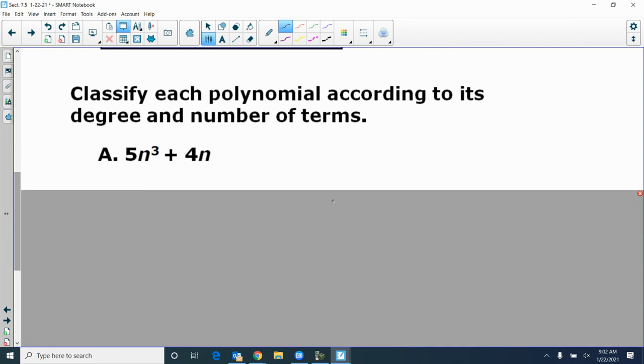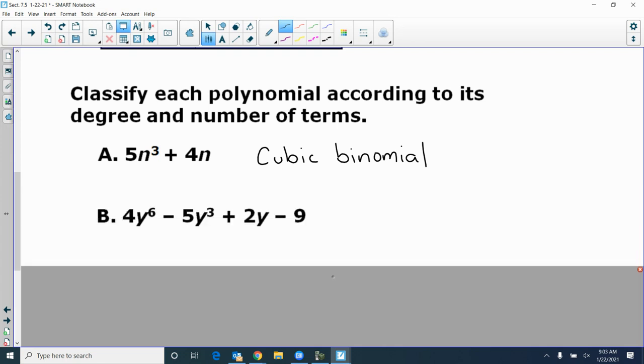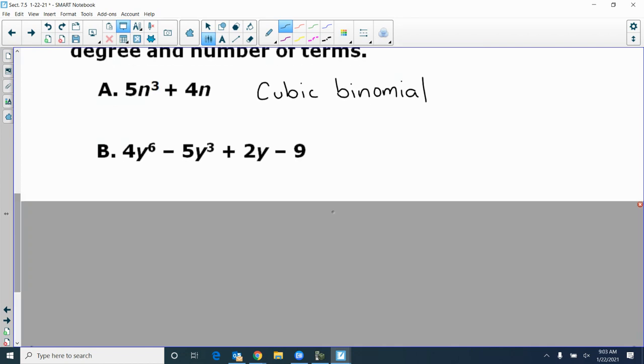Third. 3rd degree. Now look at the chart. What's the name we use for 3rd degree? Cubic. How many terms does it have, Colin? 2. What's the name we use for that? Binomial. So this is a cubic binomial. So it gives me information. The word cubic says, all right, I got highest degree is 3. Binomial says I got 2 terms. All right, write this one down. It's already in order. You don't need to rearrange anything.